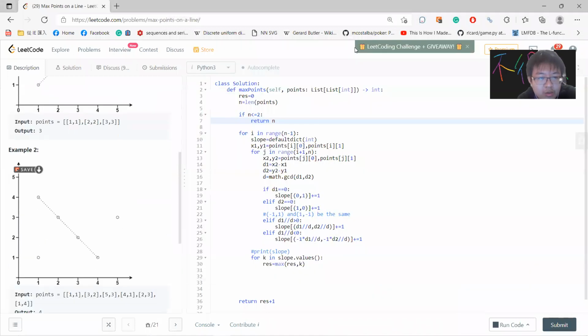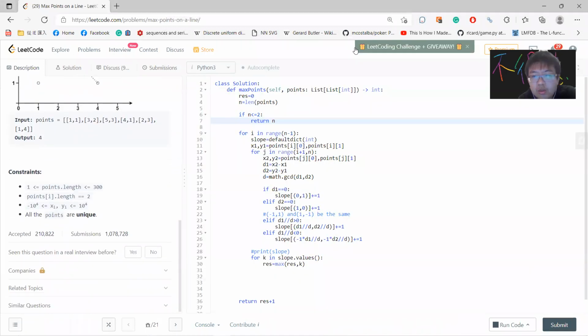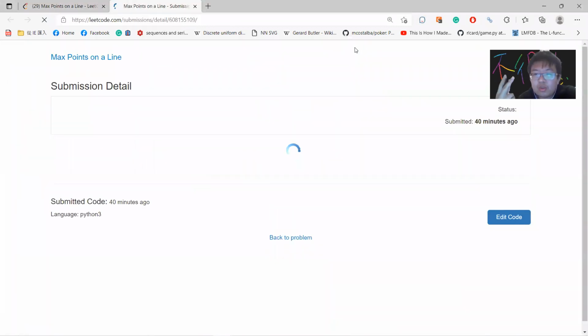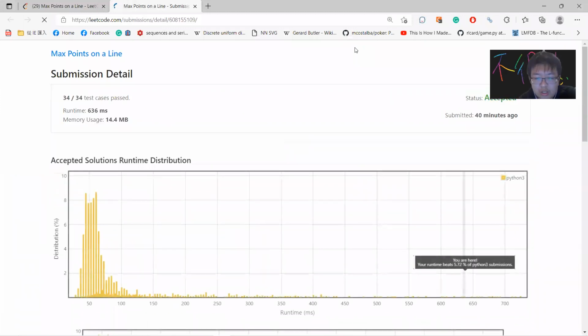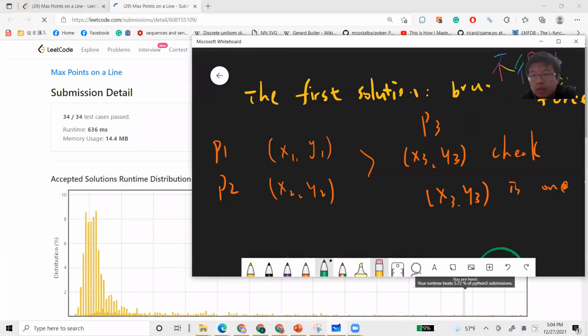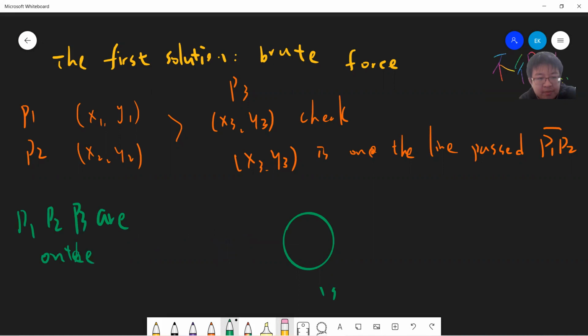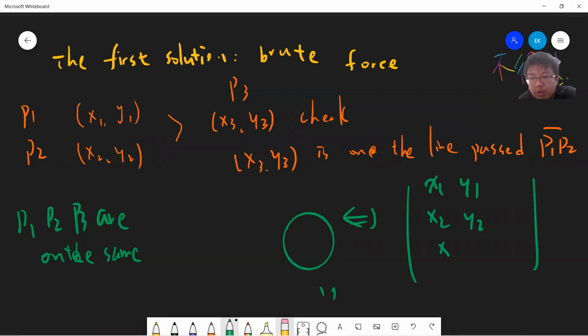Since all points are unique, any 2 different points will give you one line, and then you just check it. How do you check whether these 3 points are on the same line? The idea is the determinant. You can prove that p1, p2, p3 are on the same line if and only if the determinant of the matrix with rows x1, y1, 1; x2, y2, 1; x3, y3, 1 is 0. So you can just write it up.